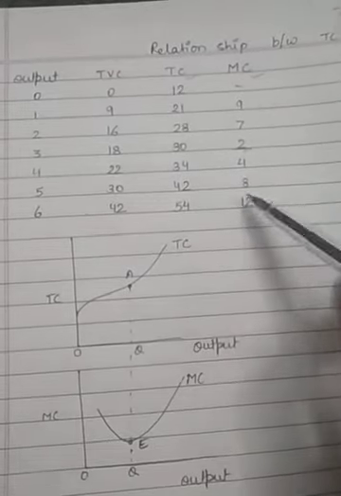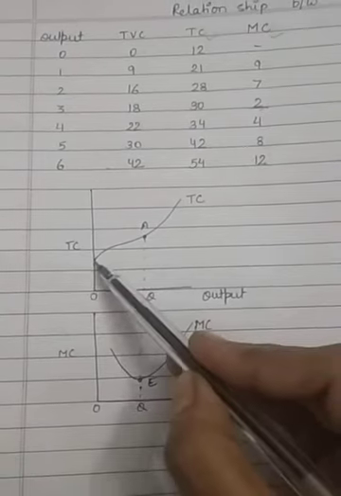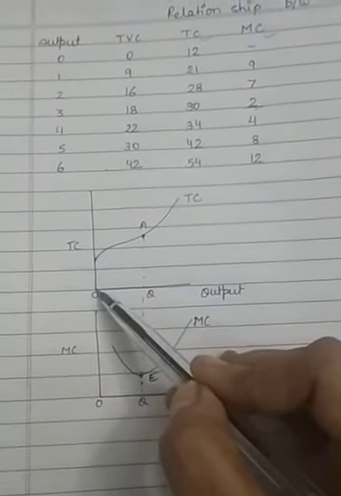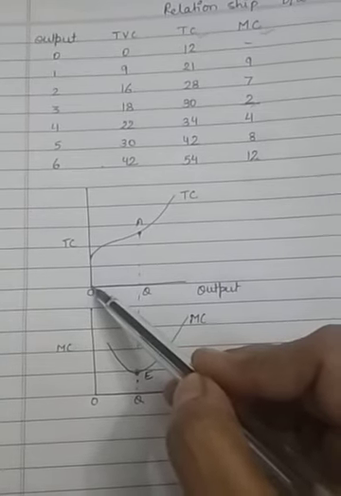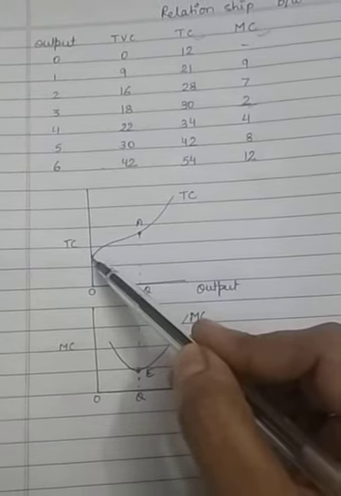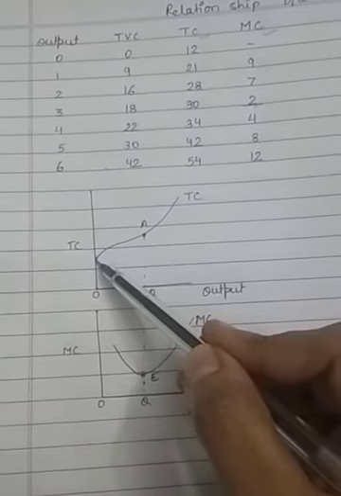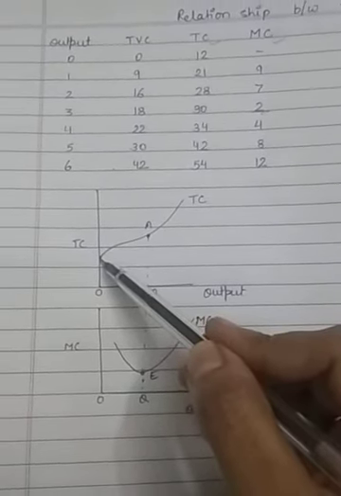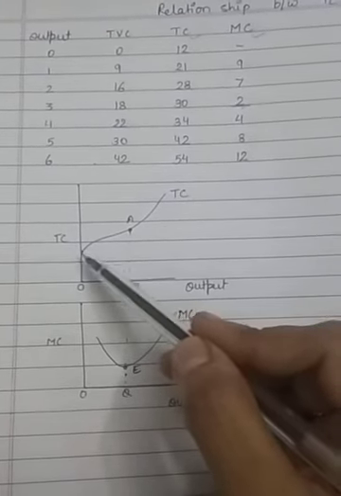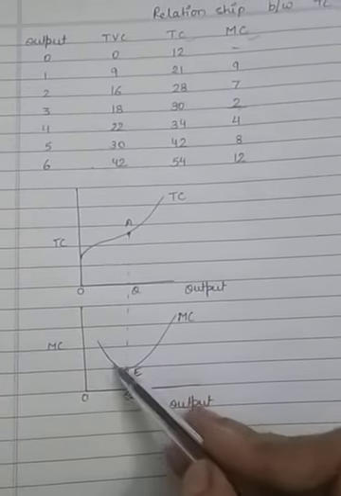So the same thing is shown in the diagram also. Here also you can see when TC rises, as I said, TC never starts from the origin. From the origin the TVC curve always starts. TC always starts from the y-axis because TC is the total of TVC, total variable cost, plus total fixed cost, and total fixed cost is always constant. That is why TC starts from the y-axis.